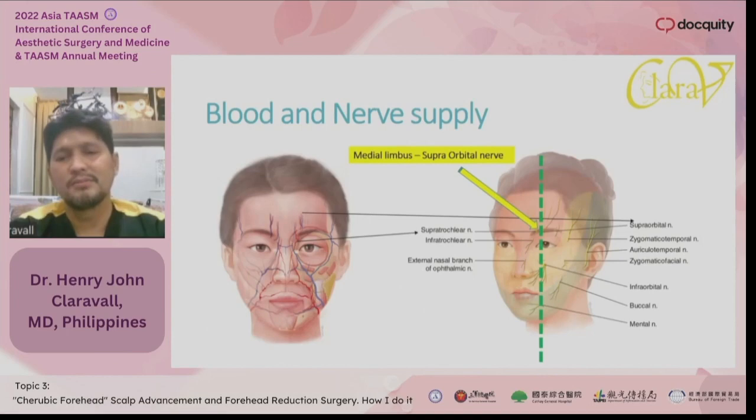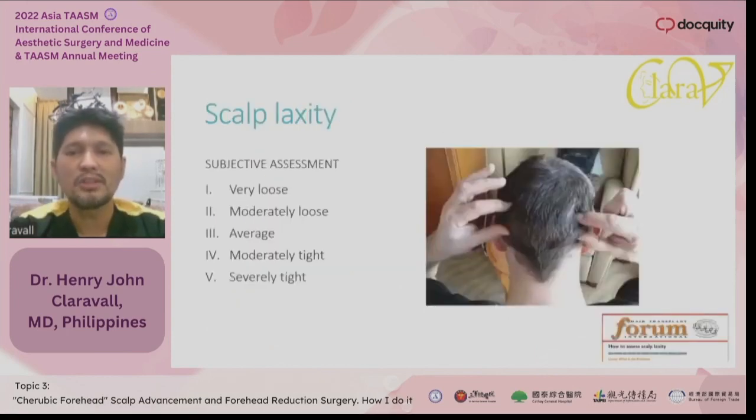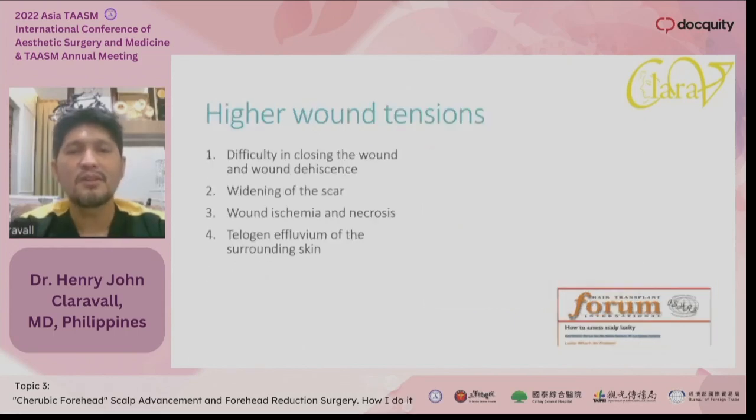Scalp laxity should always be assessed prior to surgery. It can be done by using the pinch test. So you can have a very loose scalp, you can have a moderately loose, average, moderately tight, and severely tight skin laxity. It is important for us to choose wisely when we are doing surgery, because higher wound tension will lead to difficulty in closing the wound and eventually wound dehiscence.